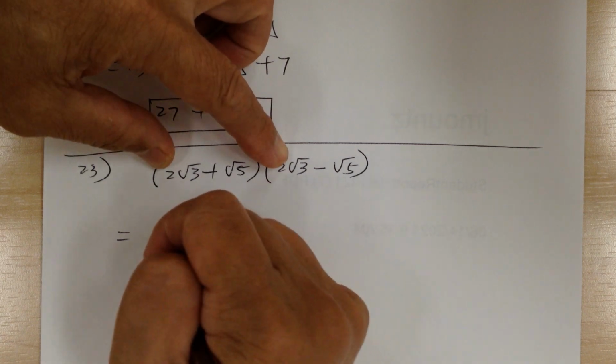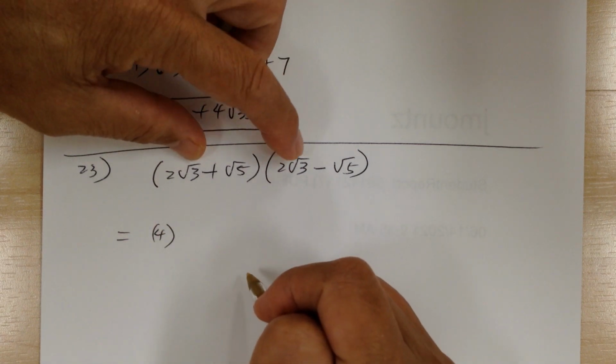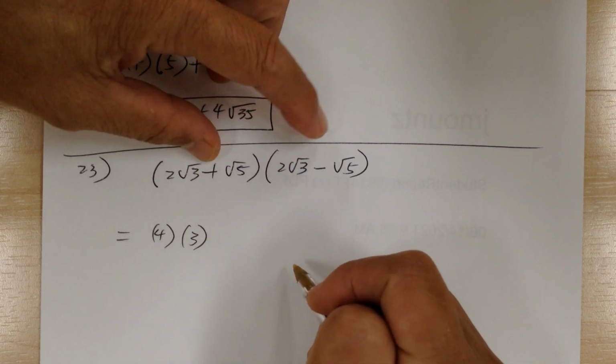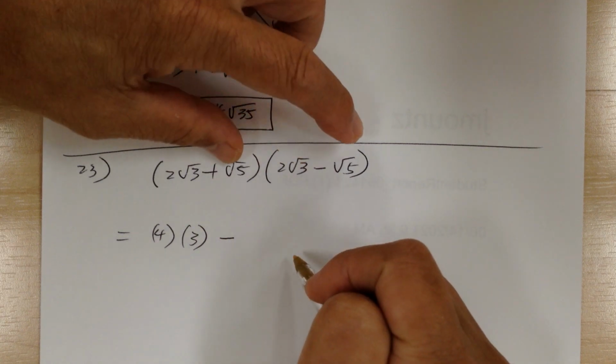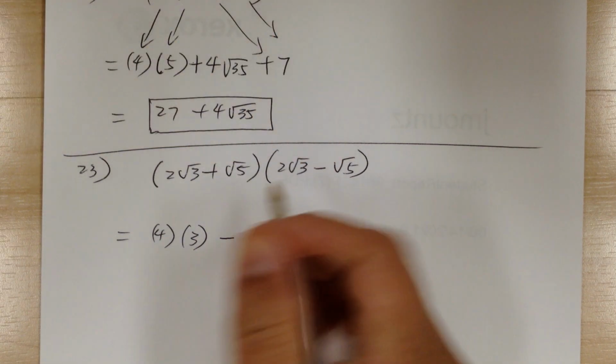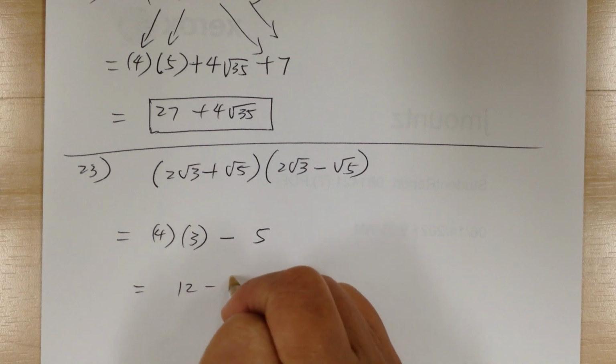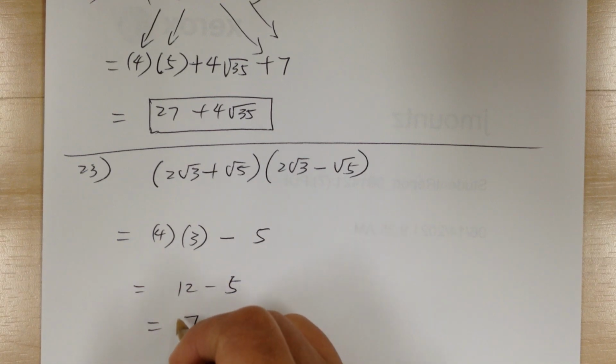So 2 times 2 is 4. Square root of 3 times square root of 3 is 3. Plus times minus is minus. Square root of 5 times square root of 5 is 5. So this is equal to 12 minus 5, so equal to 7.